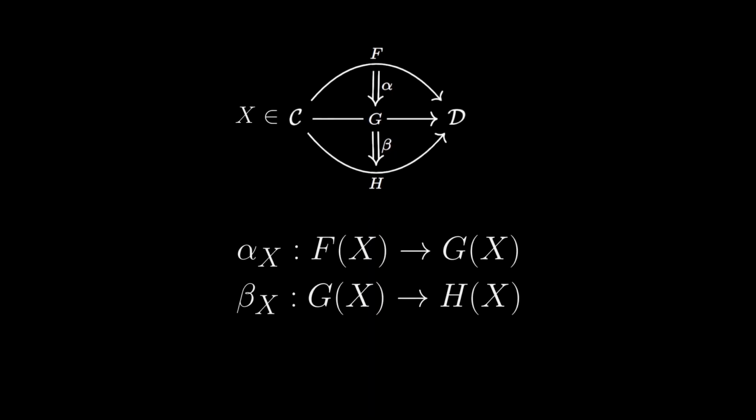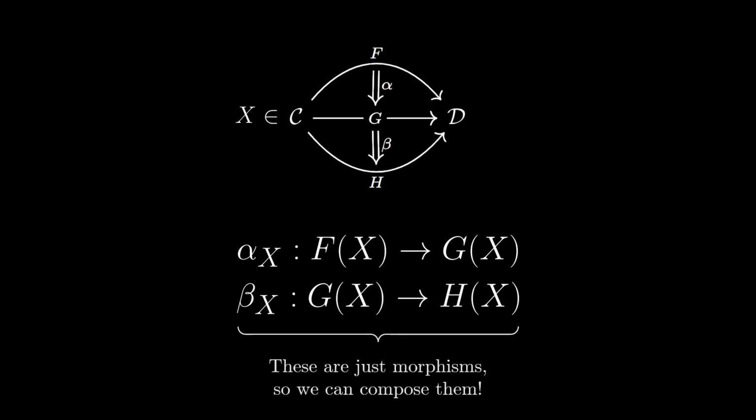Consider an object x in C. The two components of alpha and beta are alpha x from F of x to G of x, and beta x from G of x to H of x. Because these are just ordinary morphisms in D, they can be composed according to regular morphism composition rules, so we define the component of the composition of alpha and beta at x to be this composition.